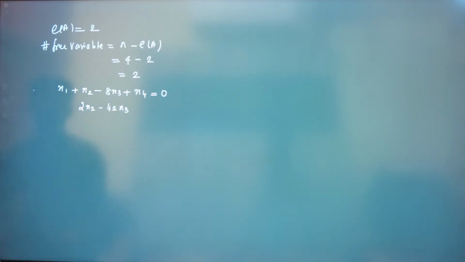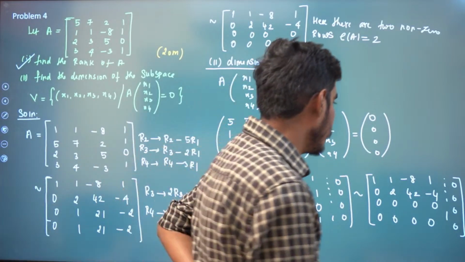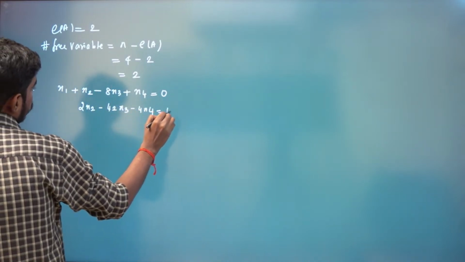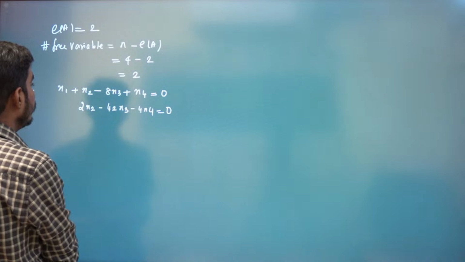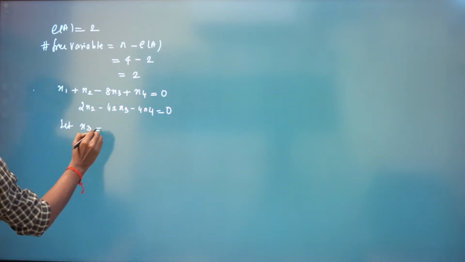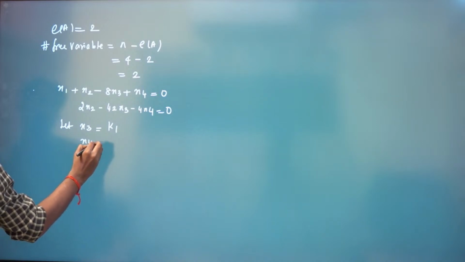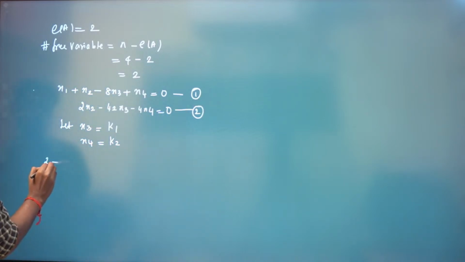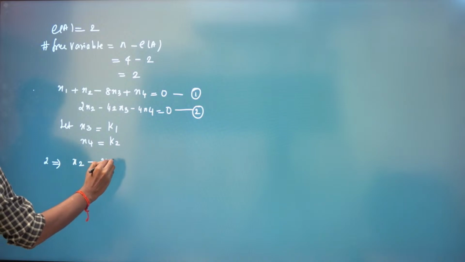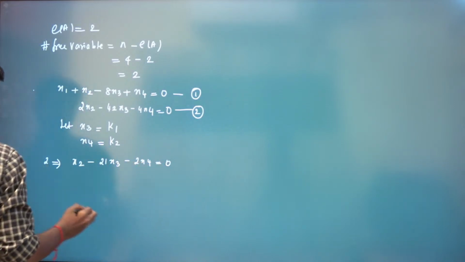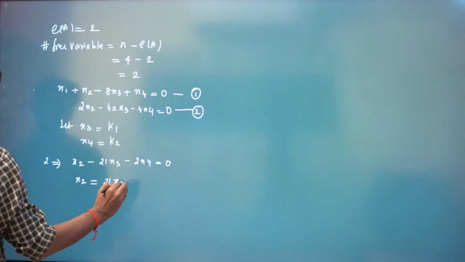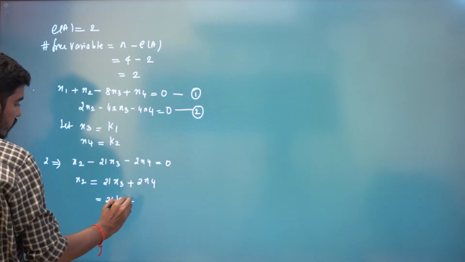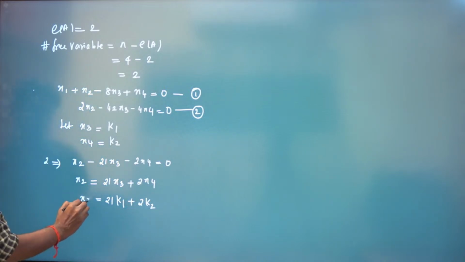2x2 minus 42x3 minus 4x4 is equal to 0, right? So already we have two free variables. Let us take x3 to be some k1, x4 to be k2, right? All this has 1, all this has 2. So from 2, we have x2 minus 21x3 minus 2x4 is equal to 0. So x2 is 21 times x3 plus 2 times x4. So 21 times x3 is k1, x4 is k2. So this is our x2 value.